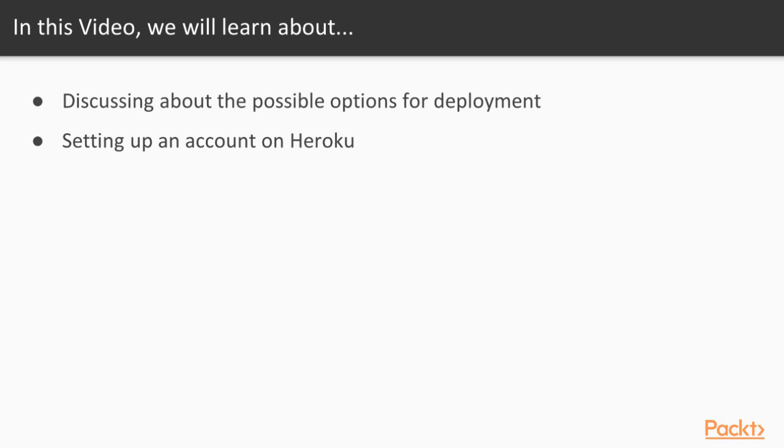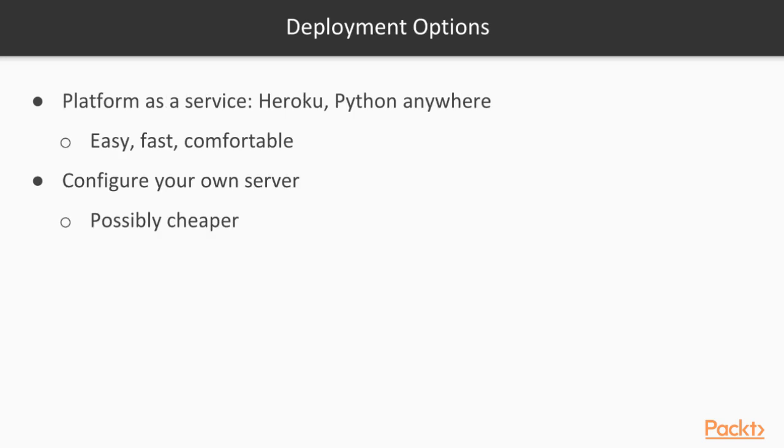First, I will say a few words about the possible deployment options you have for your Django application, and then I will show you how to set up an account on Heroku. When you want to deploy your Django application to production, you basically have two options. The first option is to use a platform as a service provider, such as Heroku or Python Anywhere. The advantages of using such a provider are that they are quite easy to use, very fast to set up, and it's quite comfortable to deploy your application.